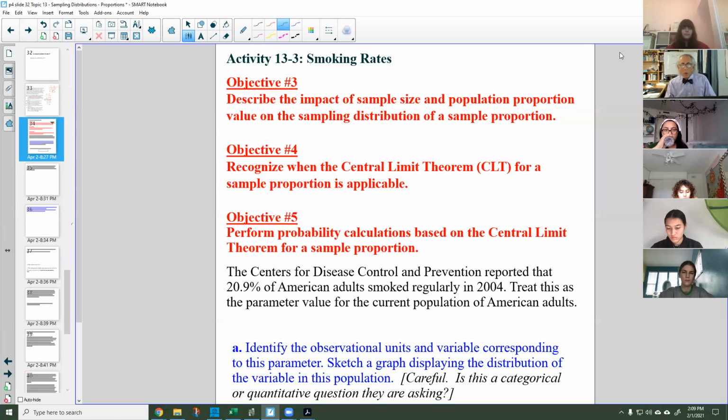Okay, so we're going to describe the impact of sample size and population proportion on our sampling distribution. We're going to recognize when the central limit theorem is applicable. And then we're going to perform probability calculations based on the central limit theorem.